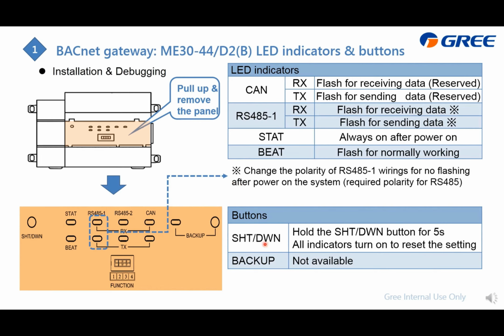And there is a button, which is this one. This is for reset. If you make a mistake in the communication or the commissioning of this gateway, then we allow you to do the reset, which restores it to the factory setting. To do it, hold this button for 5 seconds, and if the setting is successful, then all the indicators, this one, will turn on.